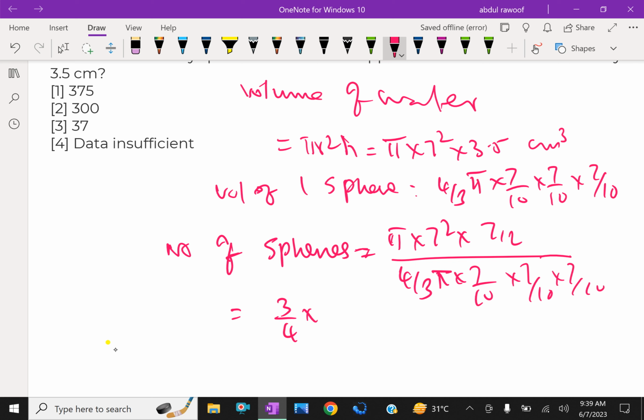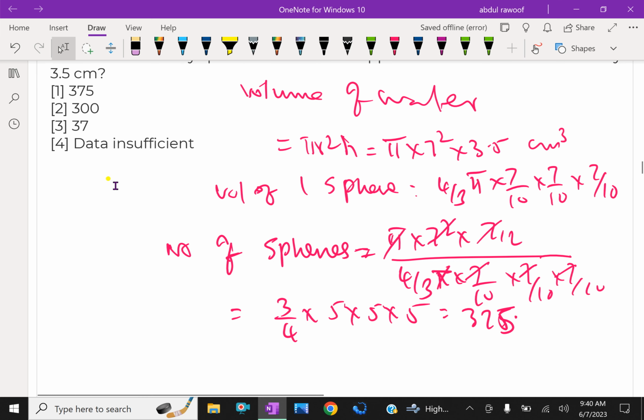3 by 4. Pi is cut in both sides. It's 7 square cut here and 7 cut here. So which gives 5 into 5 into 5, which is equal 375. 375 marbles can put inside to the vessel.